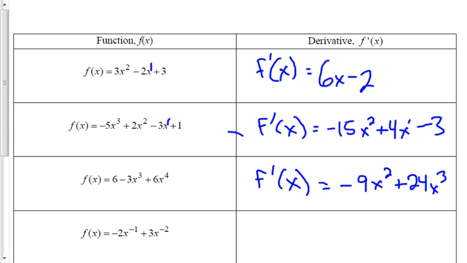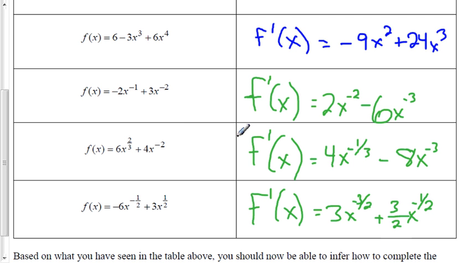Try these last 3. A little bit harder because we have some negative exponents. And we also had some rational exponents as well. So later on, when we're simplifying these, we'd have to get rid of the negative exponents. But for what we're doing now, again, let's see if the rule works.